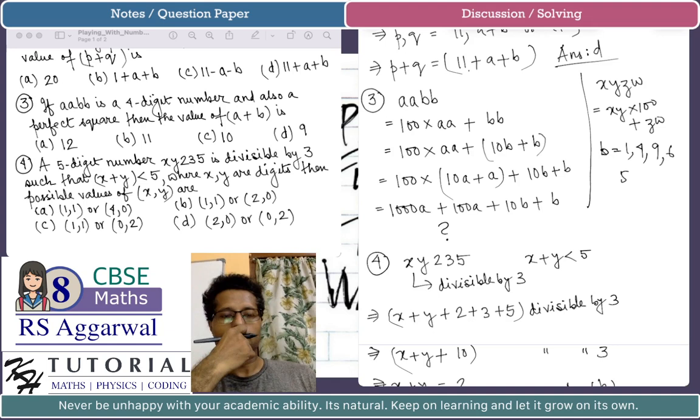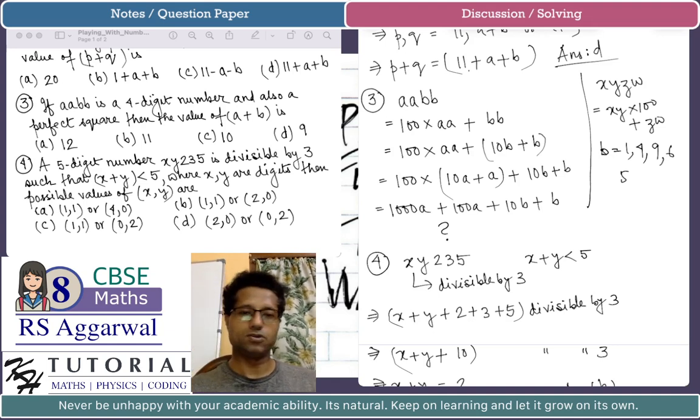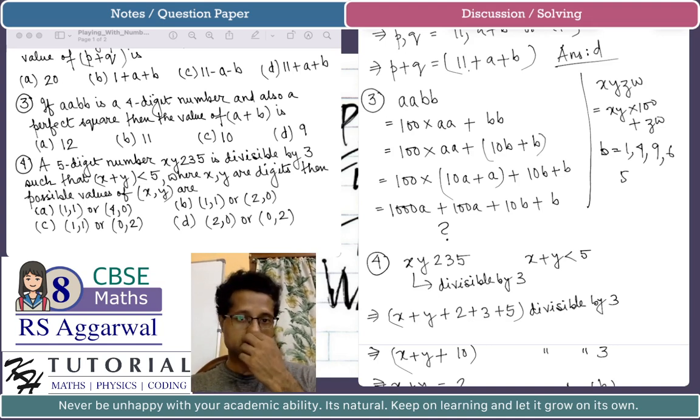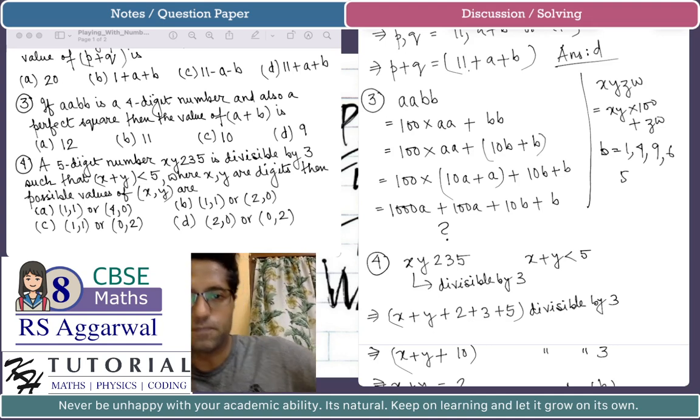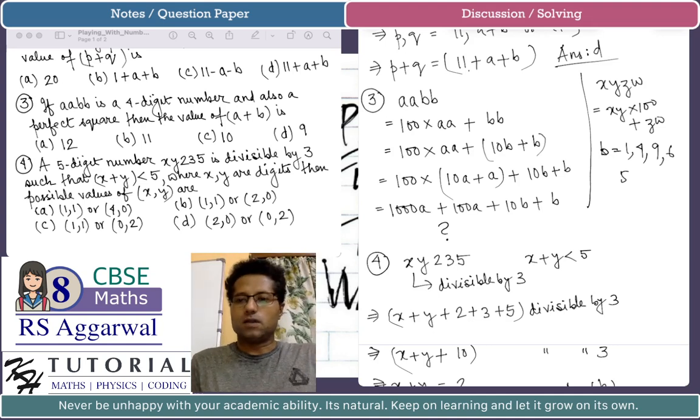Now 2 cannot be a choice. So it is asking the value of A plus B. Now if B is 1, and this is a kind of trial and error method.